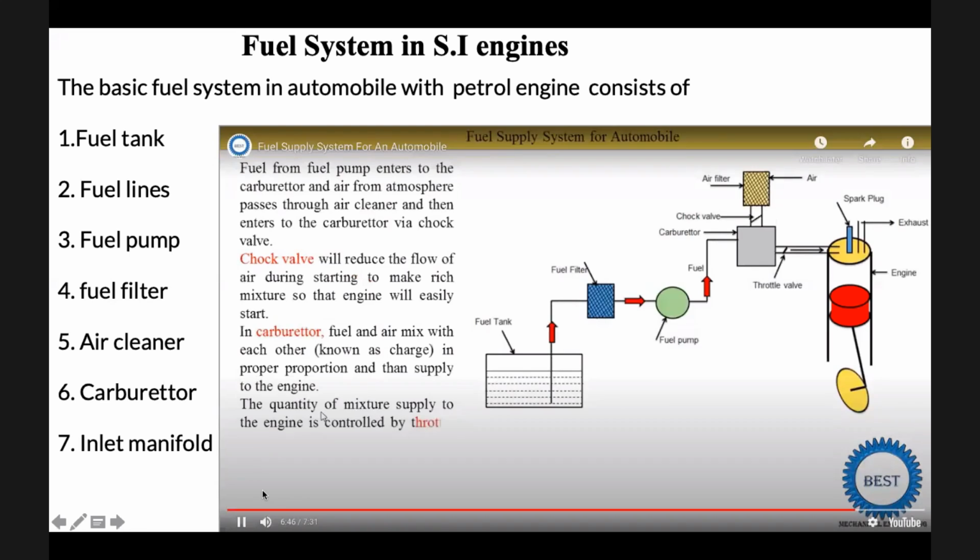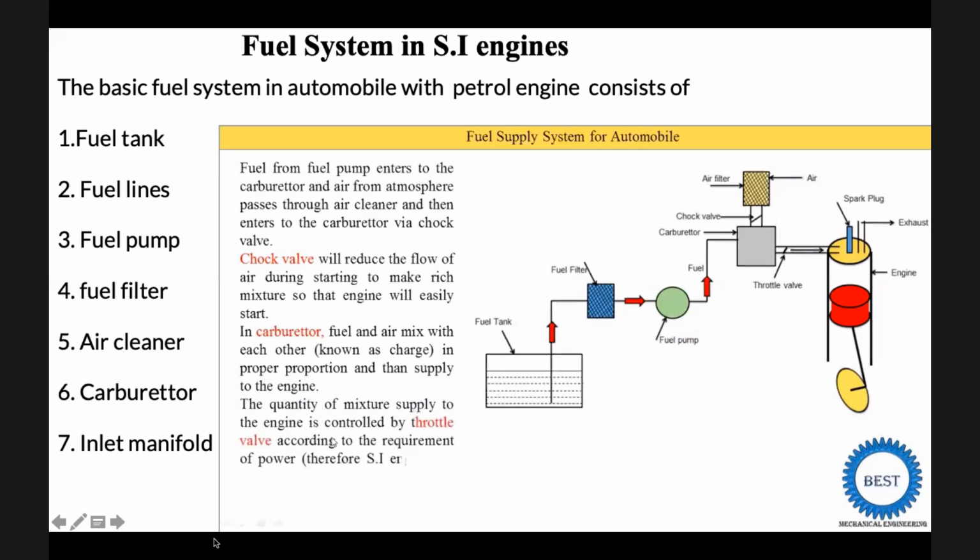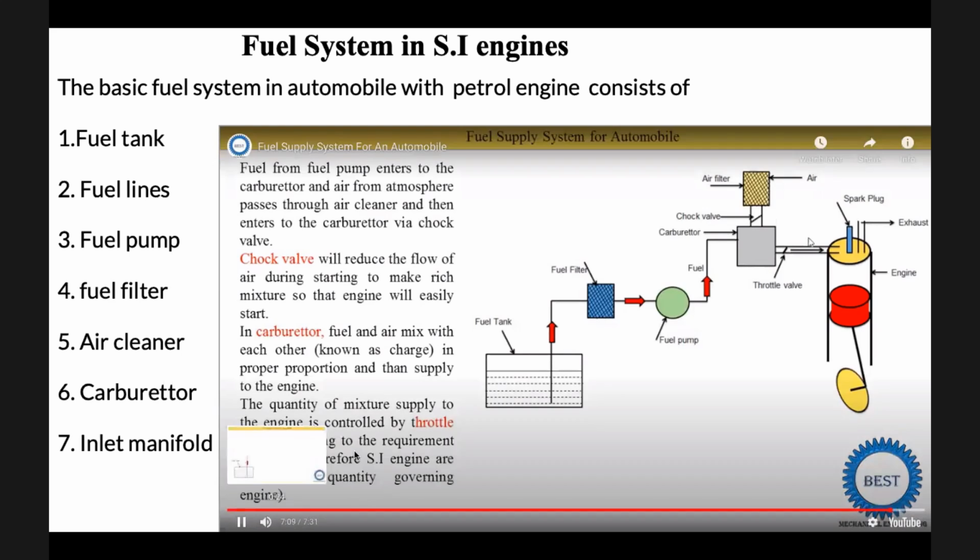The quantity of mixture supplied to the engine is controlled by the throttle valve according to the requirement of power. Therefore, SI engines are known as quantity governing engines. Because we only control the quantity, as the quality is already maintained in the carburetor. So we don't change the quality of the charge; we only change the quantity, meaning the amount of charge supplied is controlled. So this is the working, or you can say the line diagram, of the fuel supply system in an automobile. You have seen a nice description of the working of this fuel supply system.